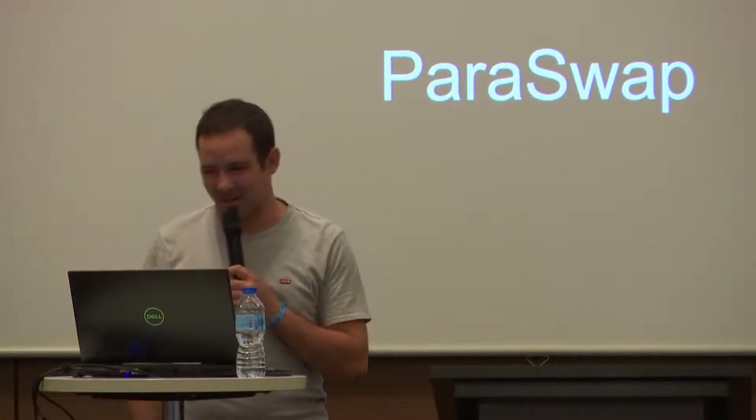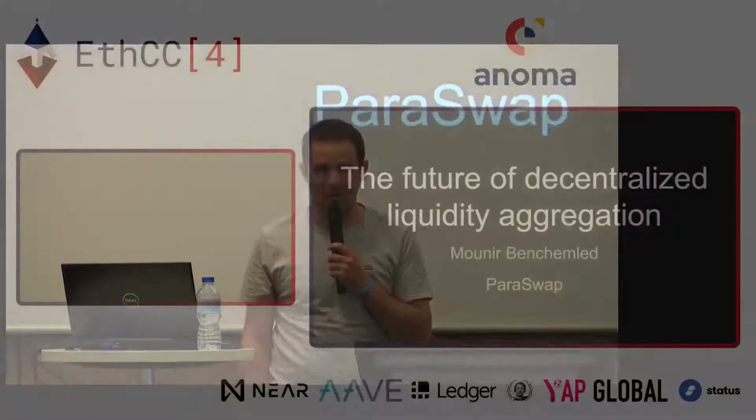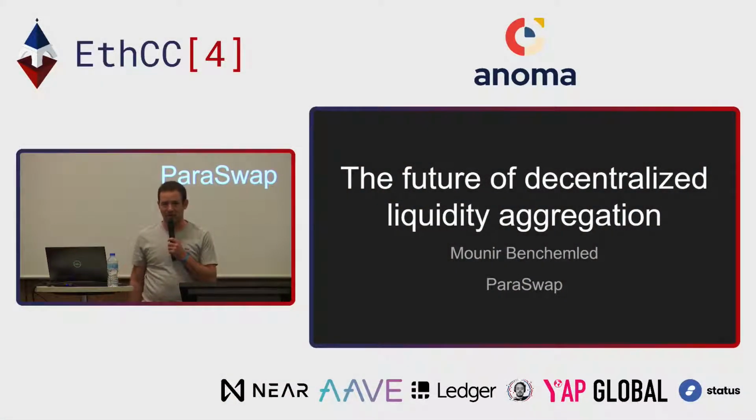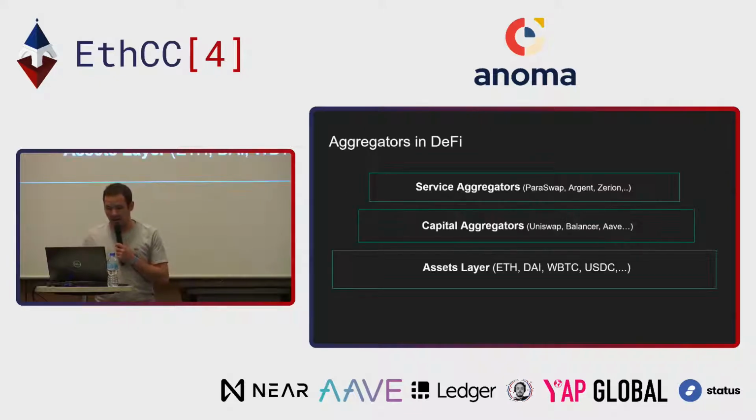So let's get started. Mounir, I'm the founder of Paraswap. It's a liquidity aggregator on the Ethereum blockchain, Polygon, BSC, and others. I'm going to talk to you today about the future of liquidity aggregation and how I think it's going to evolve.